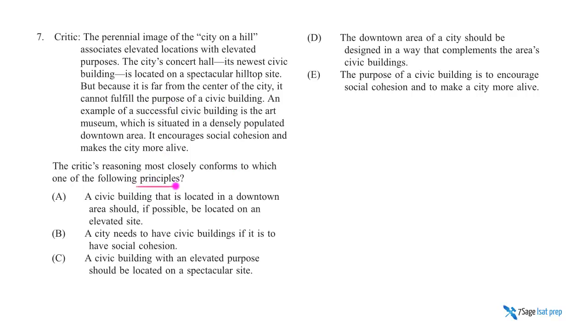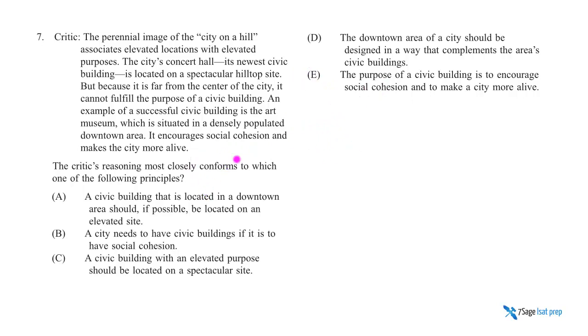Question 7 is a principle question. So principle questions are like reverse sufficient assumption questions. They certainly are strengthening questions, right? Because if we're saying that this reasoning conforms to a principle, then if you take the principle, which happens to be E here, and you inject it into the stimulus, then of course it'll help. How could it not help the argument? In fact, it'll help the argument a lot, right?